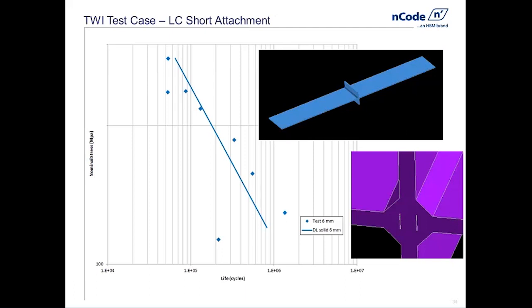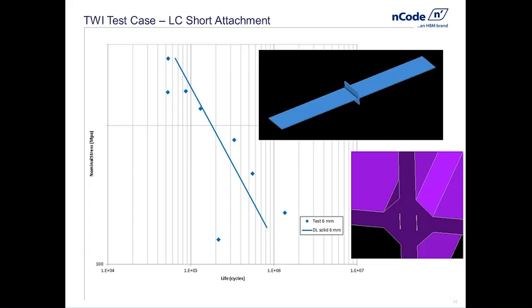And again, the way they're welded is both plates, the left and right side, are welded to that short segment of vertical plate. Again, this weld is not full penetration, so there is a gap between the base of the horizontal plates with respect to the vertical plate. And again, the markers represent actual test specimens, life of test specimens, and the line is the DesignLife solid weld prediction.